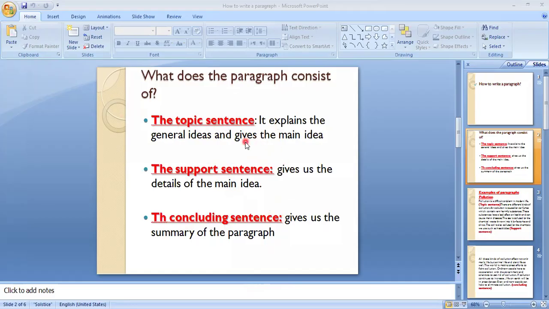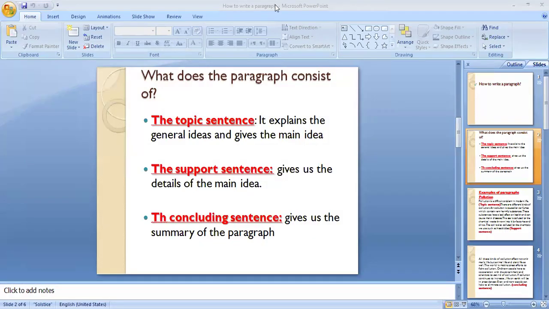What is the topic sentence? The topic sentence is the sentence that explains the general idea and gives the main idea of the paragraph, okay? The support sentence gives us details. We have the main idea, and these are the details of our main idea. The concluding sentence gives us the summary of the paragraph. Let's practice this on our paragraphs today.